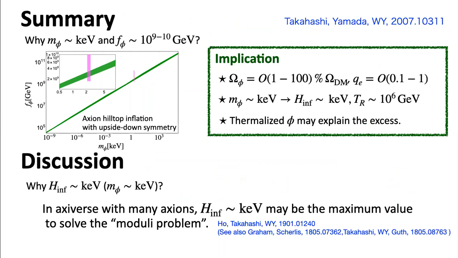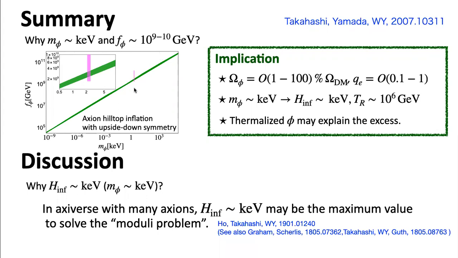In this talk, I have tried to answer the question why the mass of the ALP is around keV and the decay constant around 10^9 to 10^10 GeV needed to explain the excess. We found that in the ALP hilltop inflation with upside down symmetry, given the mass around keV, the decay constant is predicted to be around 10^9 to 10^10 GeV. So this is consistent with the region for the XENON1T excess.